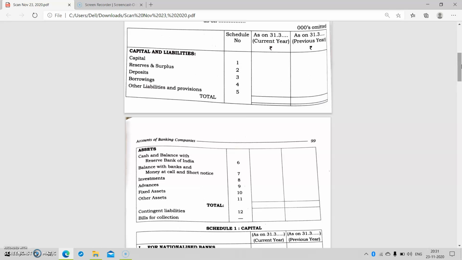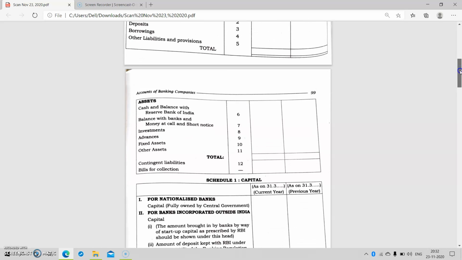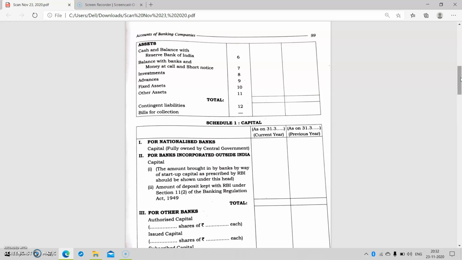And of course, for this also you'll be disclosing the current year's and the previous year's figures. Now coming to the asset side, the first item will be cash and balance with Reserve Bank of India. We know that it is often obligatory or mandatory for banks to maintain cash with themselves as well as with RBI. All such cash with them and the balance maintained with RBI, the cash reserve ratio and all, will be included under Schedule 6.